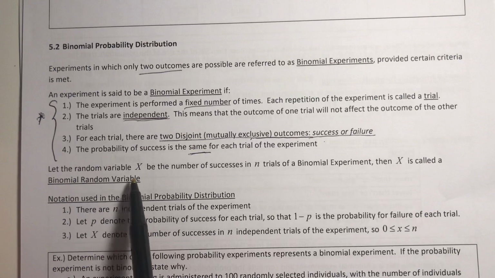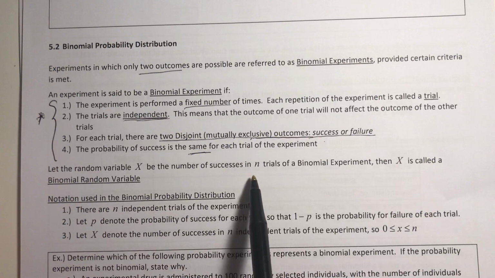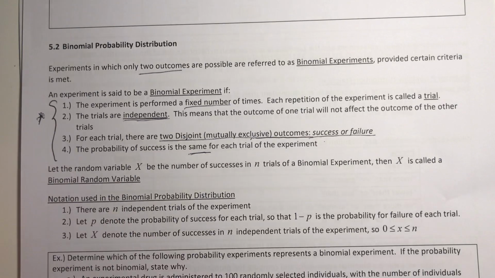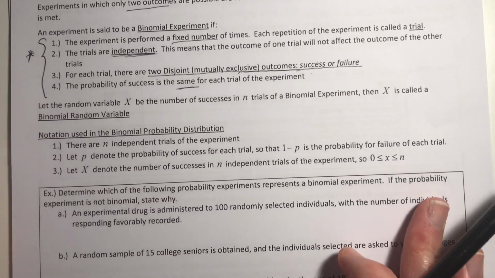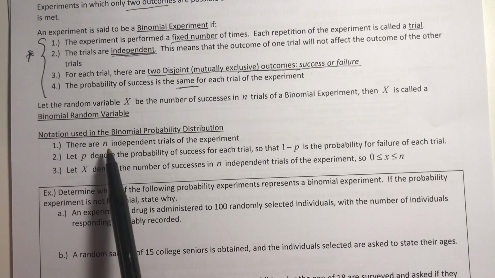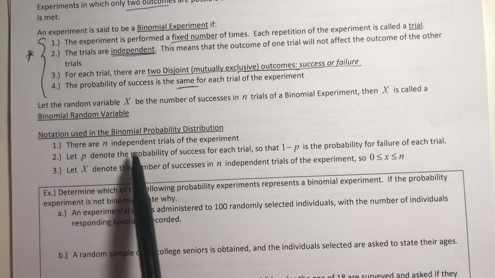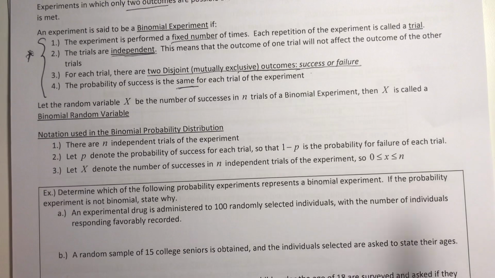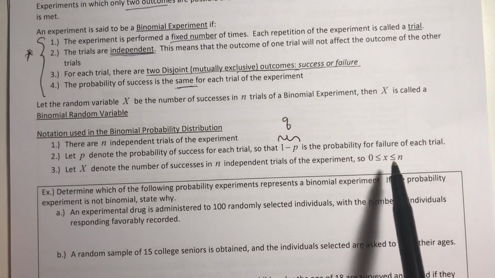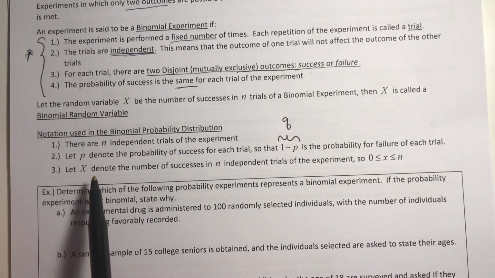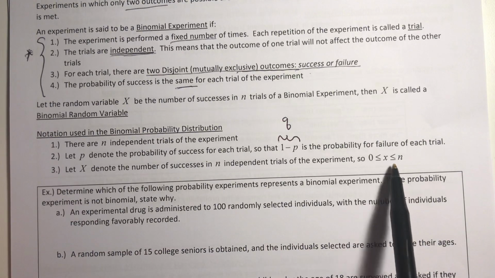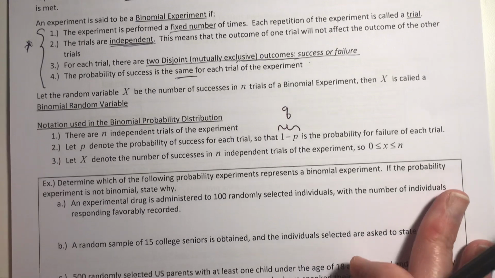It says, let the random variable x be the number of successes in n trials of the binomial experiment, then x is called the binomial random variable. Notation used for the binomial probability distribution: there are going to be n independent trials of the experiment. p denotes the probability of success. 1 minus p, which we also call q, is the probability of failure for each trial, and x denotes the number of successes in n independent trials of the experiment. So you can say that x is between 0 and n.